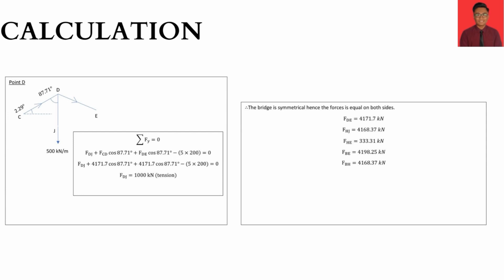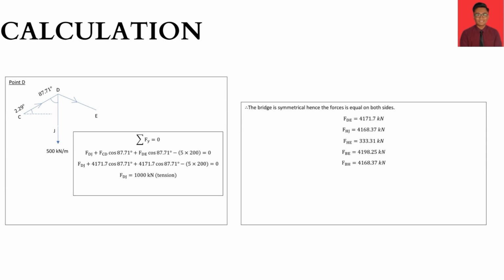I will present the calculation and the factor of safety. For the calculation, we use equations of equilibrium. At point D, force DJ is equal to 1000 kN. Then, the bridge is symmetrical, so the force is equal on both sides. At point E, FDE equals FCD, so it equals 4171.7 kN. And FHE equals FKC, so we get 333.31 kN.